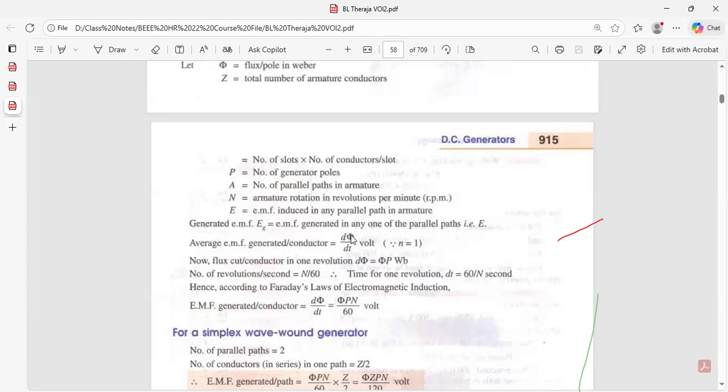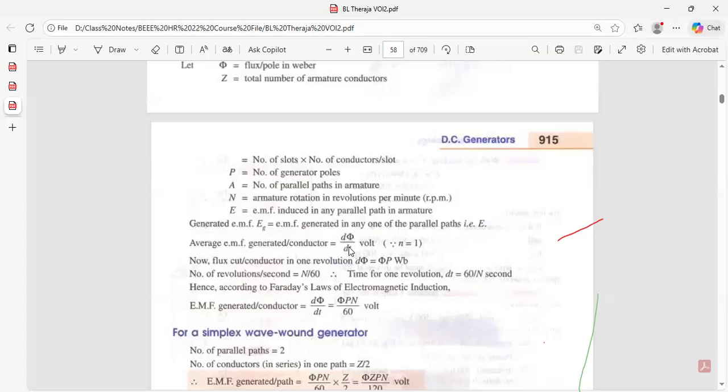How much flux is the armature cutting? Whenever the armature is rotating, it is cutting the flux. When it is cutting the flux, there is a change in the flux. This d phi is the change in the flux with respect to dt. So d phi is equal to the number of poles multiplied by flux, P into phi. This is the total flux generated in the DC machine. Now I know d phi.